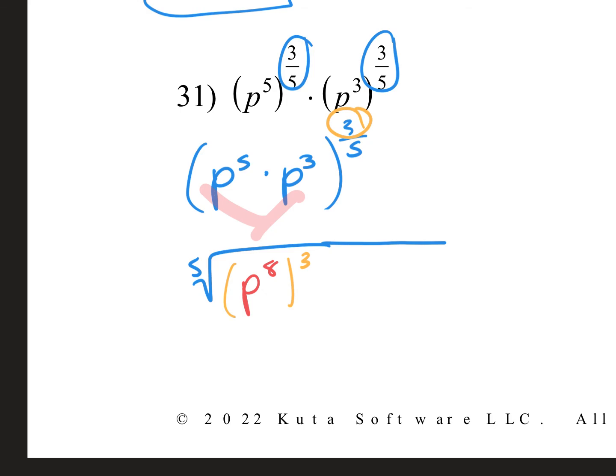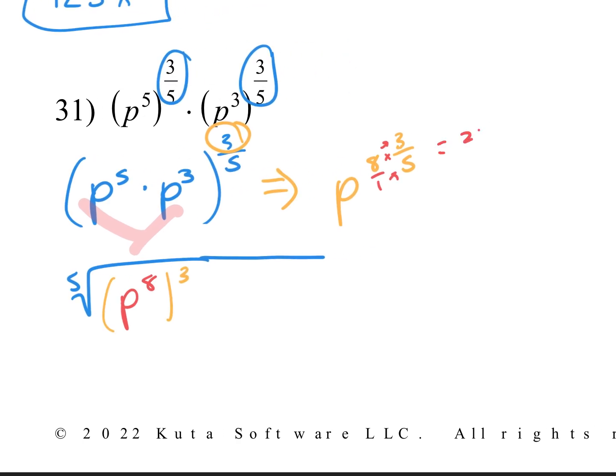So I would have 24 p's, which I could write all out and circle groups of 5. Or, remember what we can do here: if I have p to the 8th power to the 3/5 power, what do I do when I have a power raised to a power? Multiply. 8 over 1, so 8 times 3? 24. And 5 times 1?